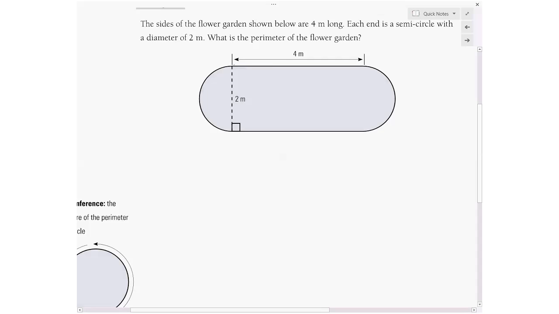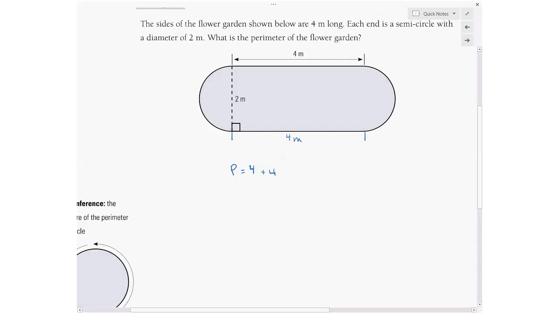Well, from here to here, that's 4 meters. From here to here, it's going to be the same. That's 4 meters. But what about this here and this here? Well, to go from here to here is 2 meters, but to go all the way around here is going to take a lot farther. It's going to be a lot farther than just 2 meters because you're going all the way out and coming back in.